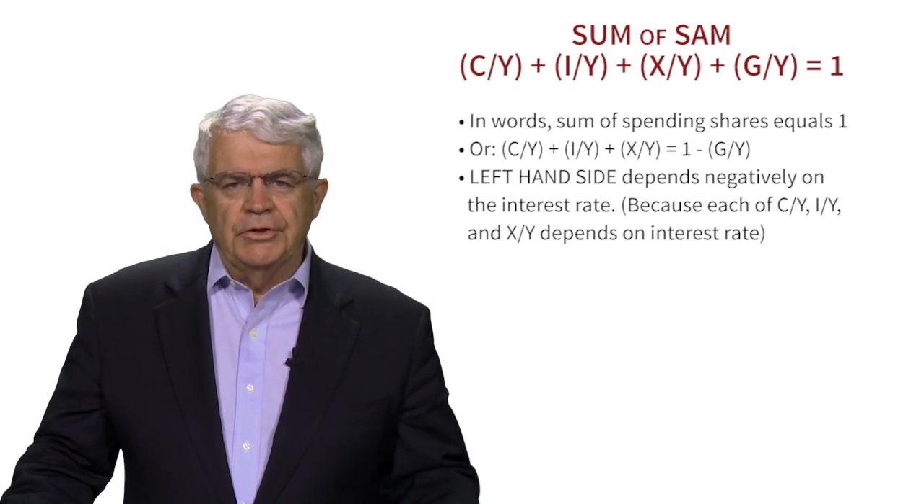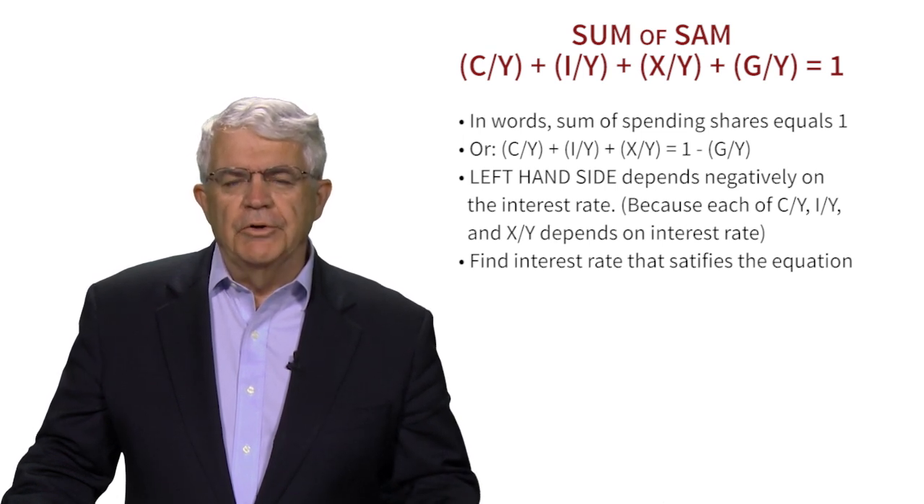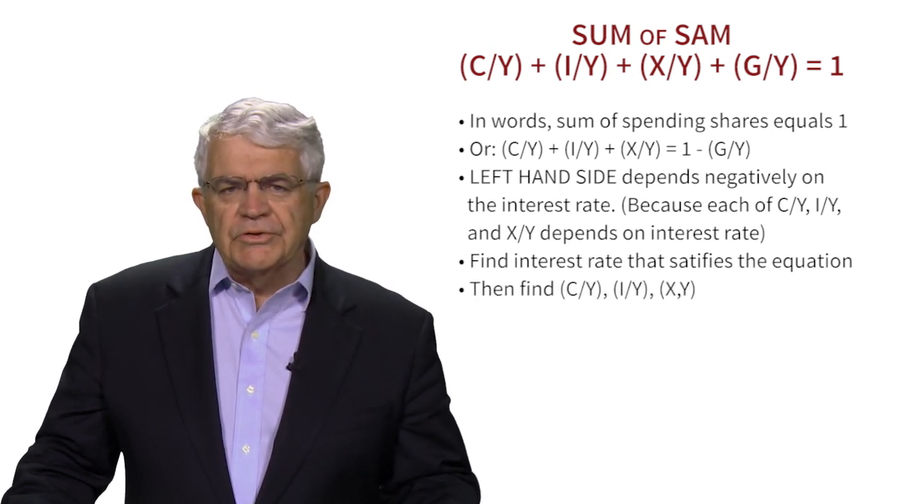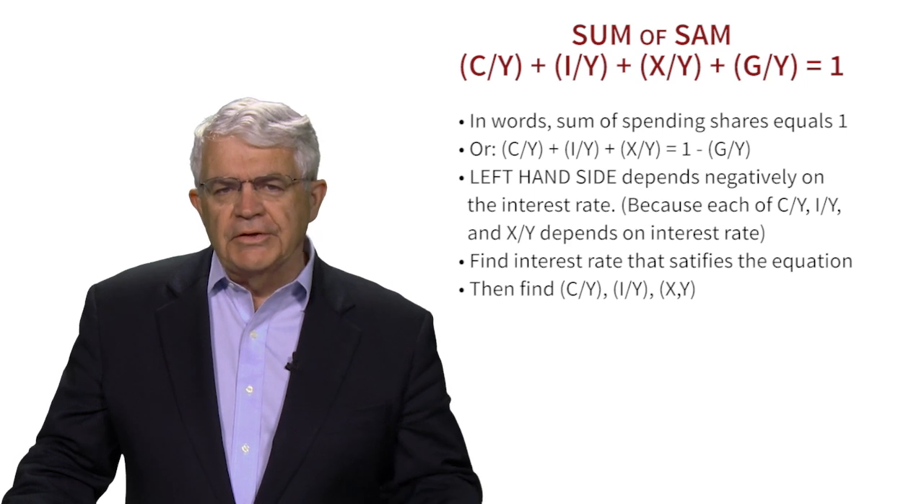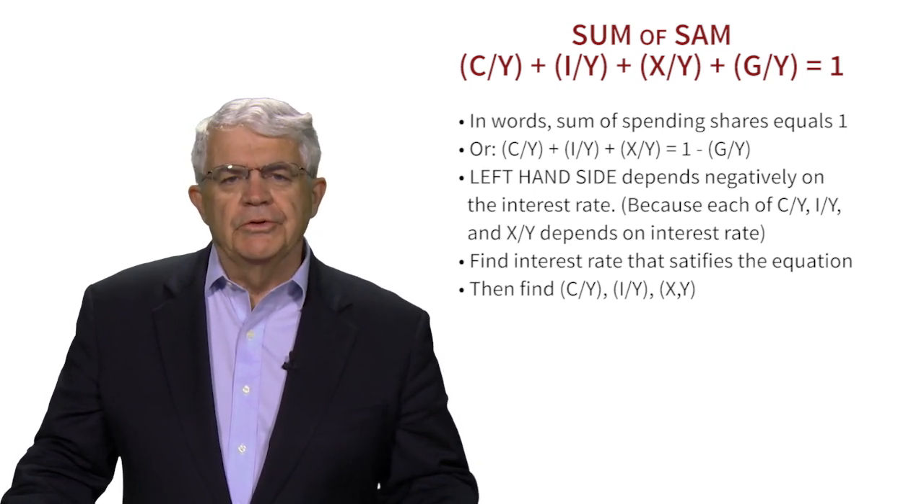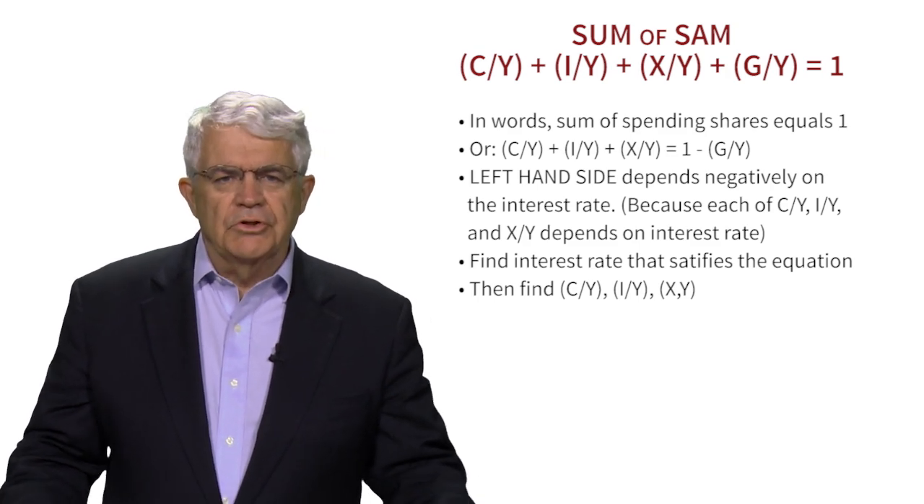So what we're going to argue is that we can find an interest rate that satisfies the equation that the left must equal the right, and from that we're going to find out what the individual components are: consumption, investment, and net exports. So those last two bullets that you can see here, find the interest rate to satisfy that equation, and then find the components, is what we're going to do now. And we're going to use some nice, simple graphs to show that.